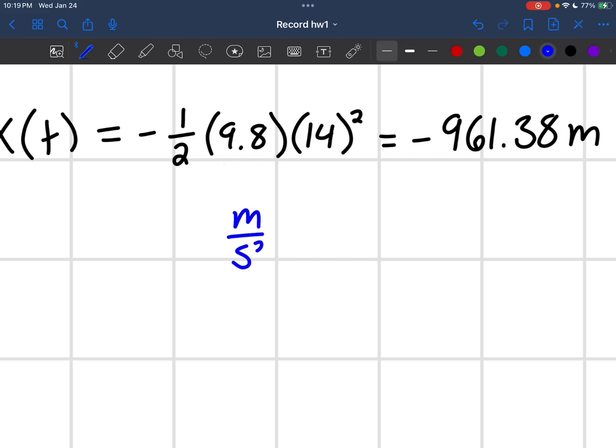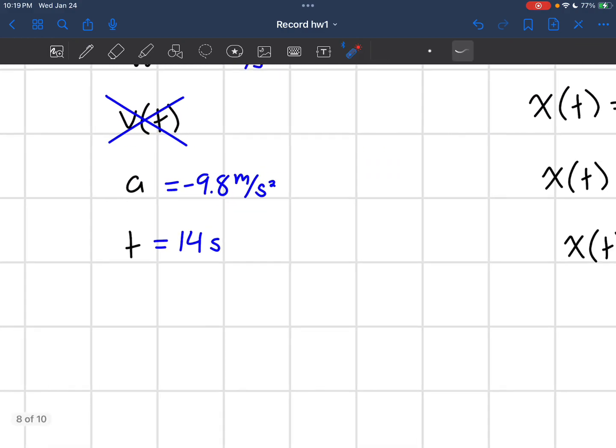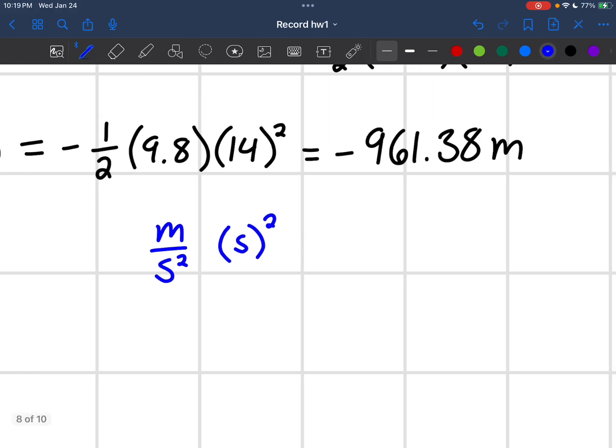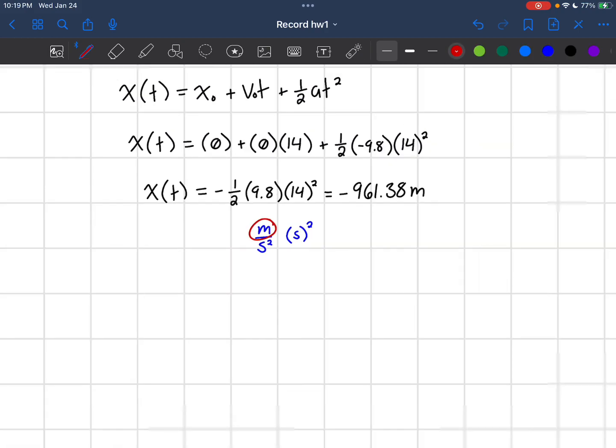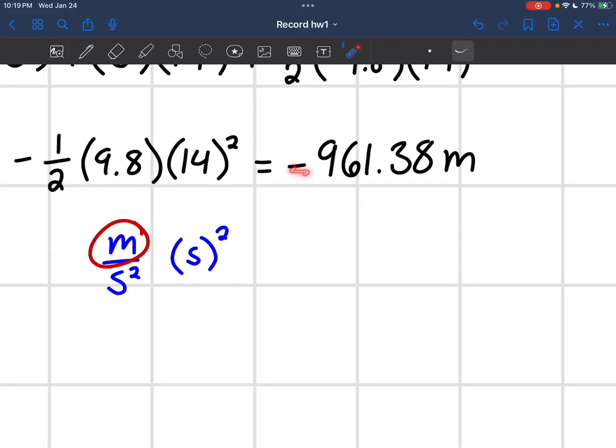Okay. And we can check that real quick with our units as well, because my acceleration is in meters per second squared. I wrote that over here, my meters per second squared. And my time is in seconds, and my time is squared. So if I have meters per second squared, and I'm multiplying by seconds squared, my seconds squared will cancel out and leave me with meters. Right? So my units make sense, but how about that negative sign?